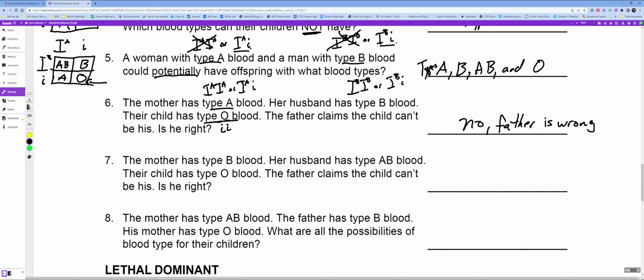Okay, the mother has type B blood. Her husband has type AB blood. The child has type O blood. Same question here. Father claims the child can't be his. Is he right? Let's look at what we have here.